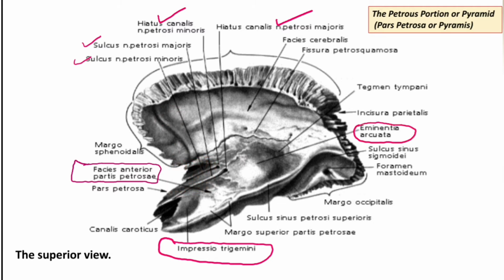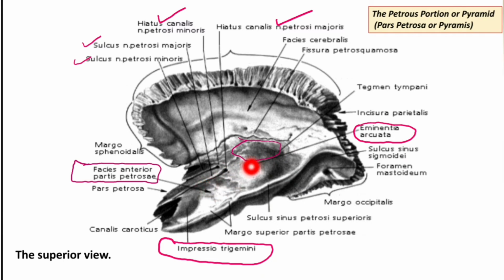Okay. Then there is the arcuate eminence, eminentia arcuata. This is found between the petrosquamous fissure and the tegmen tympani. The tegmen tympani is more like a roof. The eminence is actually formed by the semicircular canal, particularly the superior semicircular canal in the internal ear. You will see it when we do the internal ear.